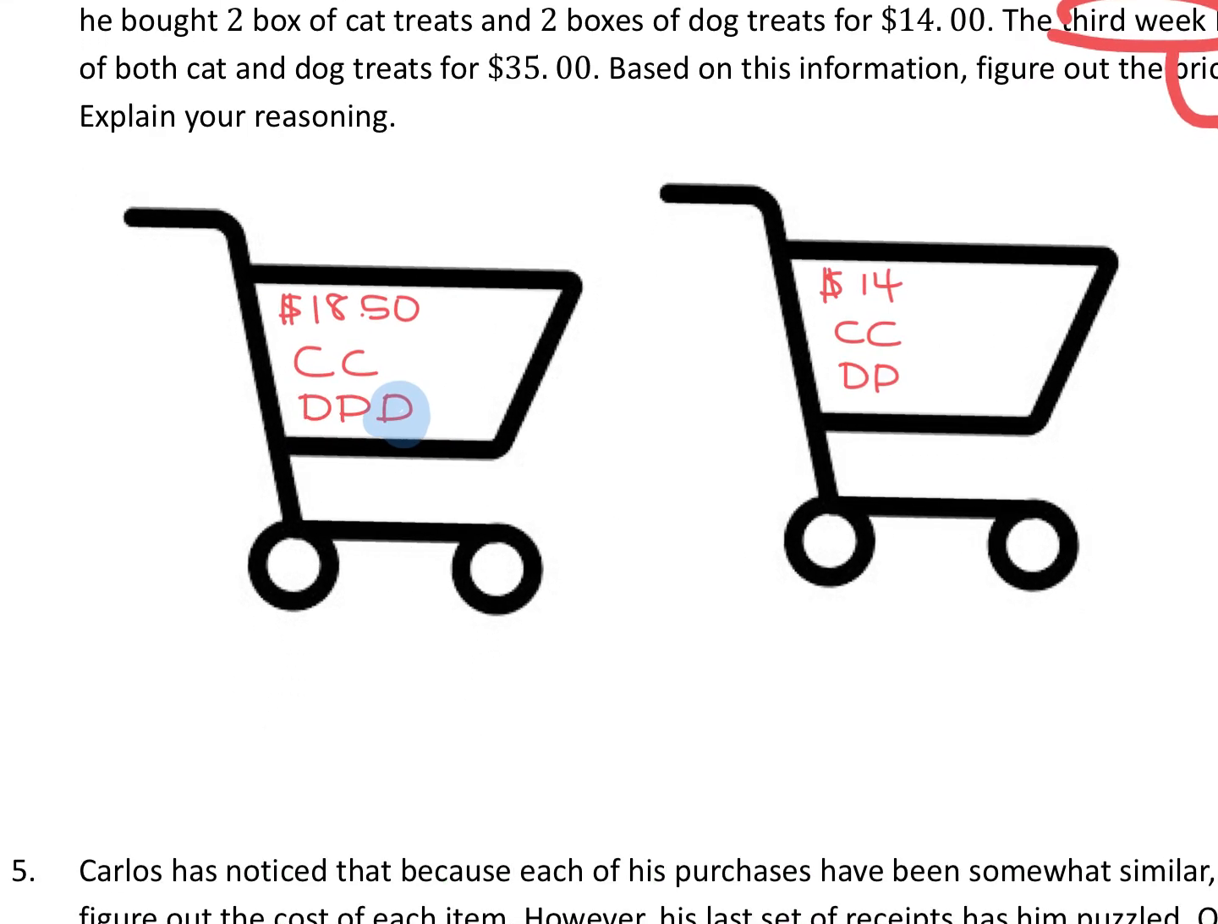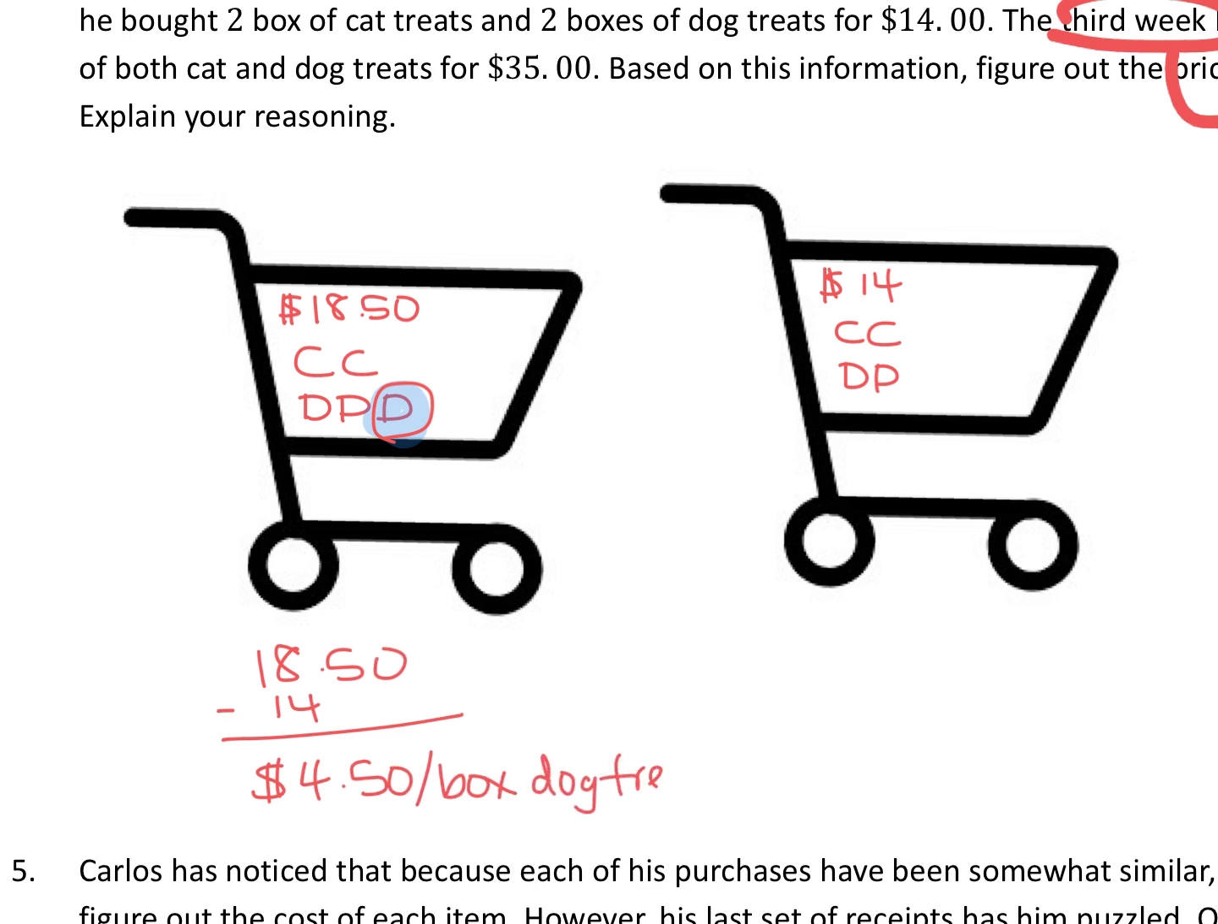So let's go ahead and do $18.50 minus $14, and that must be this one extra box of dog treats. So that is $4.50. So $4.50 per box of dog treats. All right, we got our first one. So now let's do our second one.